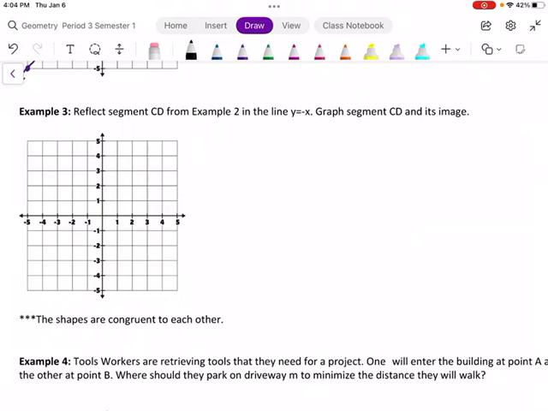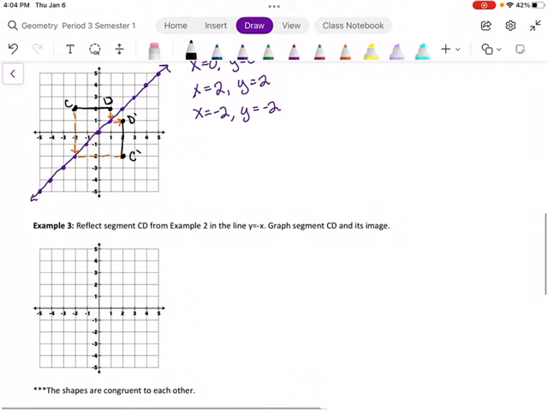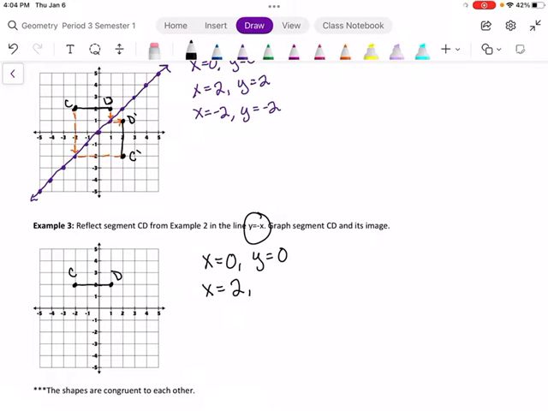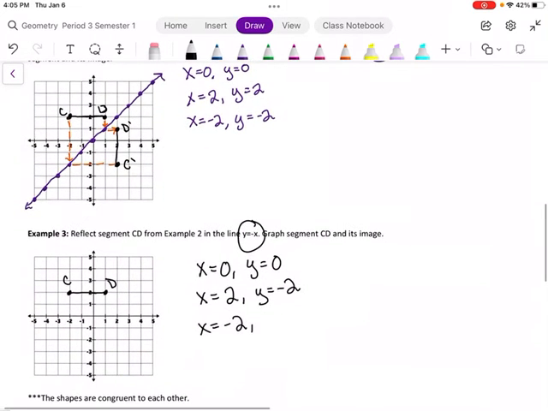And we're going to do the same thing in this next example. So we're using C at (-2, 2) and D at (1, 2), and we are going to be reflecting this over the line y equals -x. So if we had x equals 0, y would equal 0. If we had x equals 2, y would equal -2. If x equaled -2, y would equal 2.